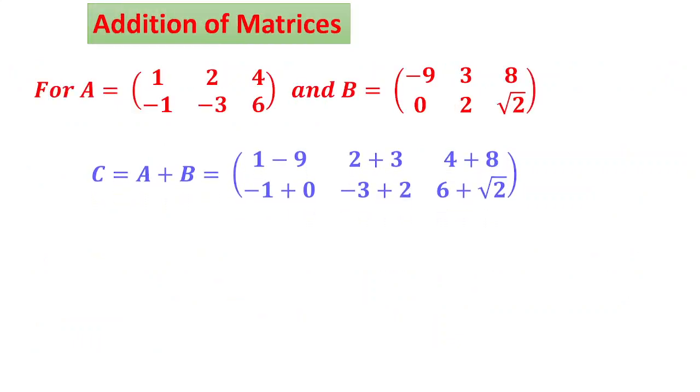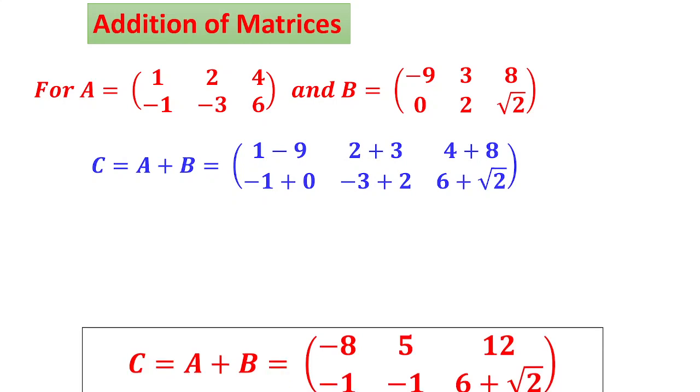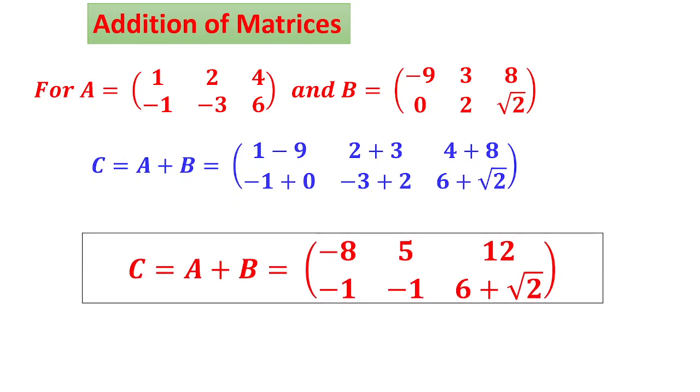Let us take one example now. I am just simply adding them. The elements are added: 1 minus 9, 2 plus 3, then 4 plus 8, minus 1 plus 0, 3 minus 3 plus 2, 6 plus root 2, and you are getting the answer.